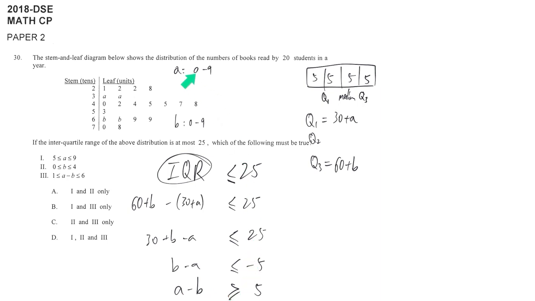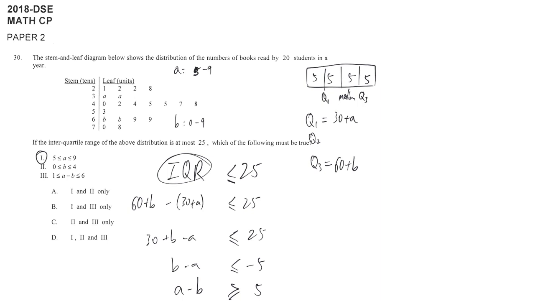Which means that if A is 0, then B will be negative 5, which is not possible. So in order to fulfill this requirement, A can be 5 such that B is 0. But it can't be less than 5. So is A within this range? Yeah, it is.